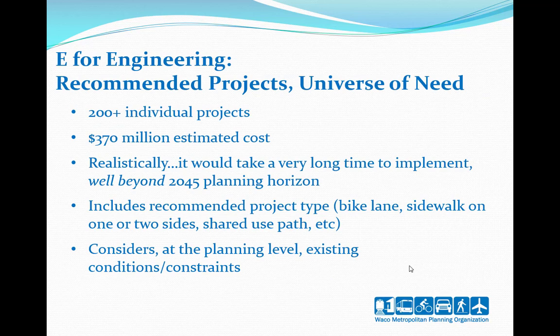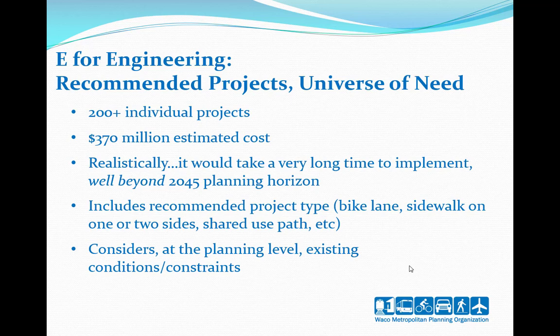So now we get into the E for engineering, or our recommended infrastructure projects. We are calling this the universe of need because it's a whole lot of projects, more than 200, that will cost a whole lot of money. Realistically, it would take a very long time to implement, well beyond our 2045 planning horizon for this document.